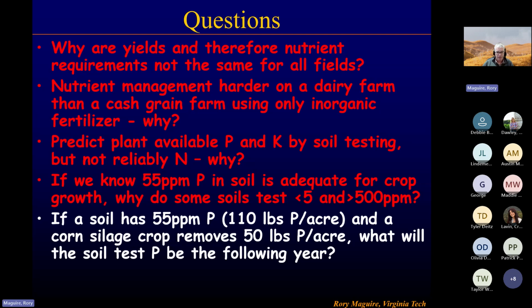If a soil has 55 parts per million phosphorus, you multiply it by 2 because there are 2 million pounds of soil in an acre furrow slice, and you get this 110 pounds per acre. And you see this in the regulations and recommendations sometimes. So if a corn silage crop removes about 50 pounds of phosphorus per acre, can you just subtract that 50 from 110? Or what do you think the soil test would be the next year? Does soil move fast or slow, guys?